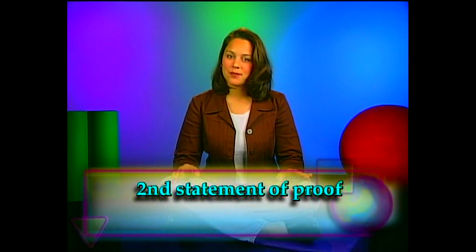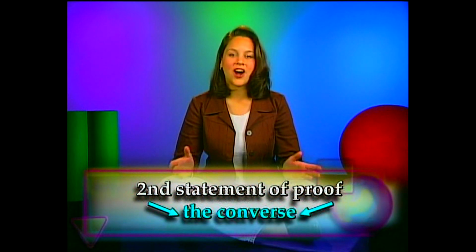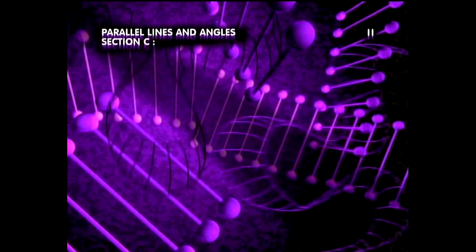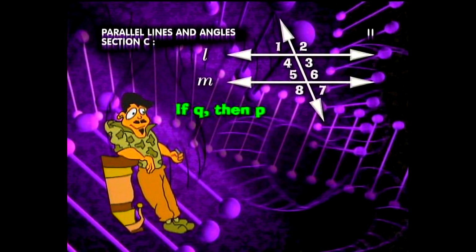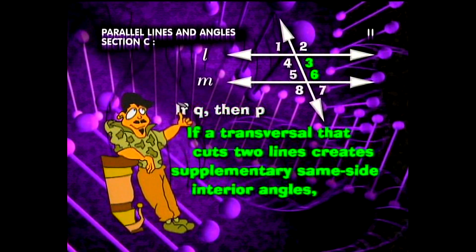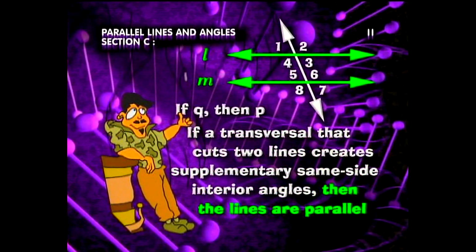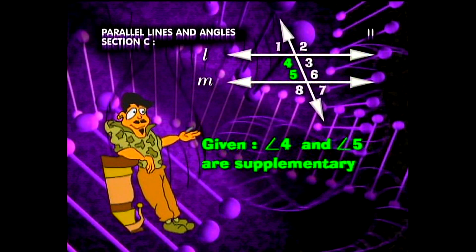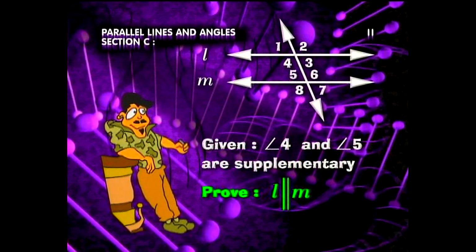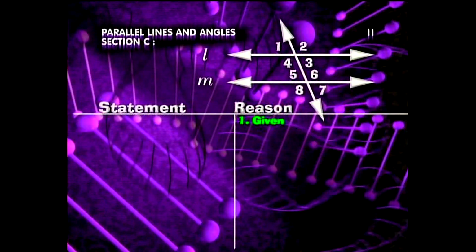So, the second statement of the proof is the reverse, or the converse, of the first. In the form of if Q then P, our converse statement is if a transversal that cuts two lines creates supplementary same-side interior angles, then the lines are parallel. So, given that angle 4 and angle 5 are supplementary, we'll prove that L is parallel to M. Our first statement is our given information. Angle 4 and angle 5 are supplementary.